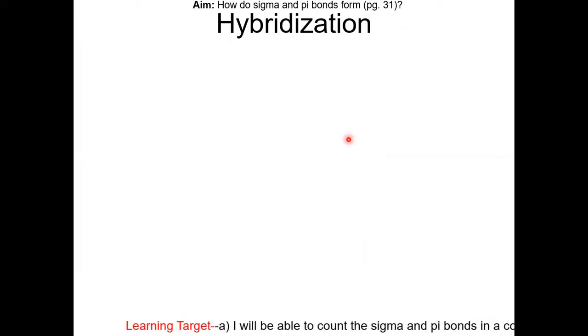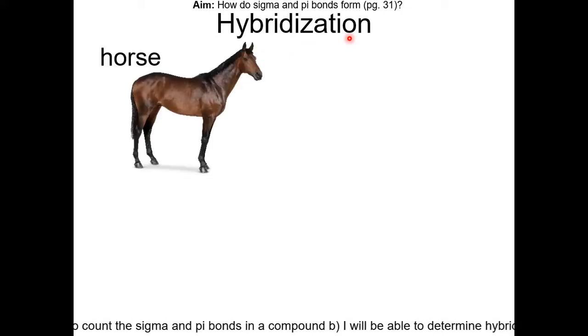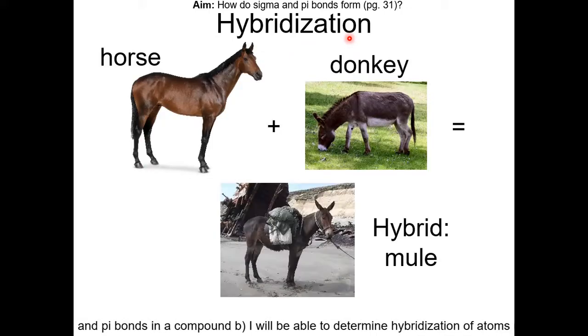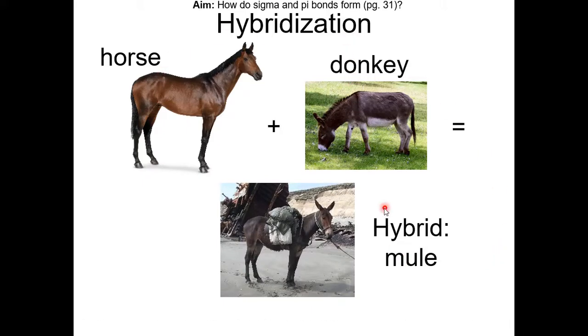To further analyze how covalent bonds are formed, we're going to talk about hybridization. When you see the word hybridization, you think of the word hybrid. Here's an example. Here you have a horse and a donkey. They make a mule. A mule is a hybrid of a horse and a donkey. So a hybrid is a blending or mixing of different varieties.